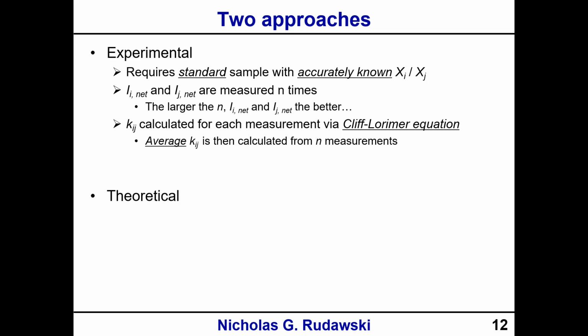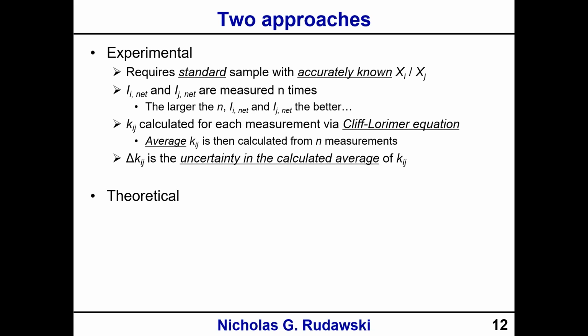Kij is calculated for each of the n measurements via the Cliff-Lorimer equation. It's very easy to rearrange the Cliff-Lorimer equation and calculate Kij in terms of I sub I net, I sub j net, and the atomic fraction ratio. Then, because we have n measurements, we compute an average for Kij. And delta Kij is the uncertainty in this average calculation, which can be done mathematically, as we're going to see here in a minute.